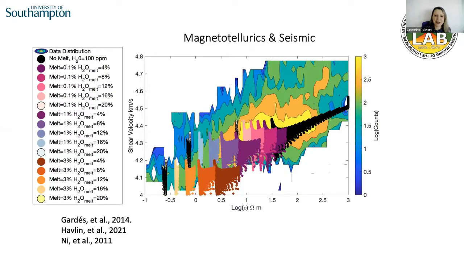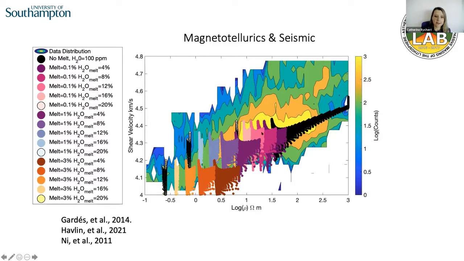And so we took the new models from seismic velocity and magnetotellurics, and we plotted them against each other here again. You can see this is the background contours. You can see there's a pretty good relationship between velocity and resistivity, and that's really nice. On top of that, now I've plotted the predictions from petrophysics. So in black is what you'd expect for just pressure and temperature variations, no melt.